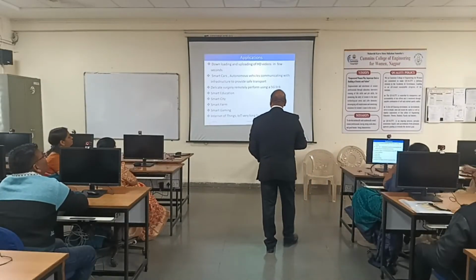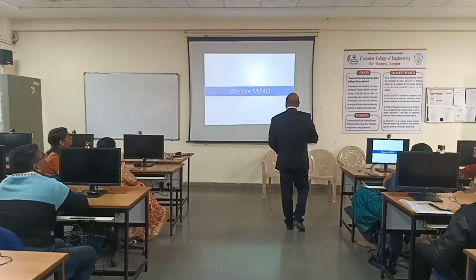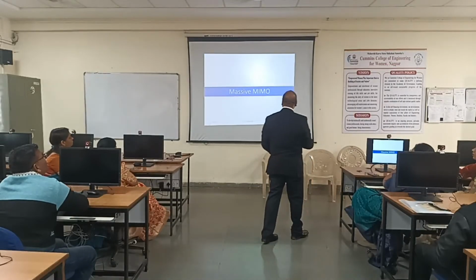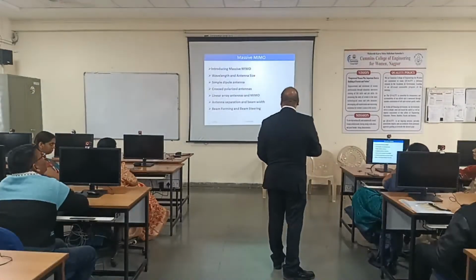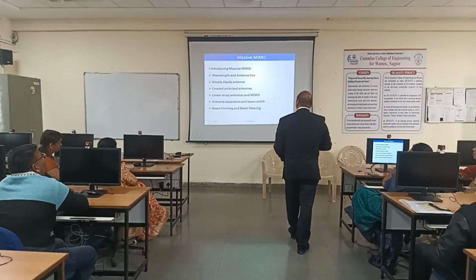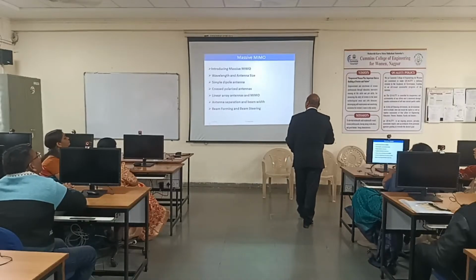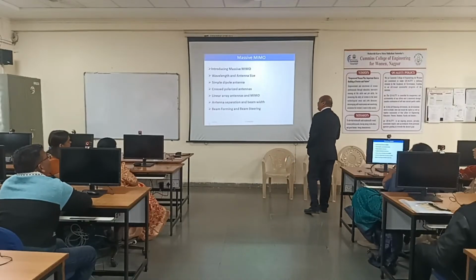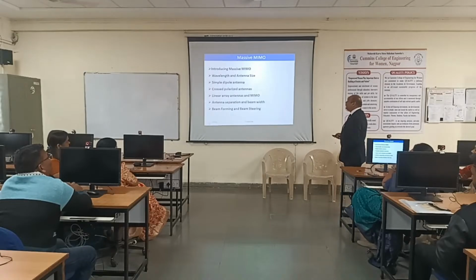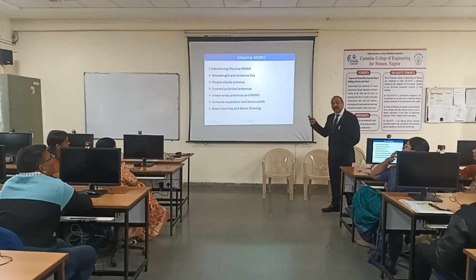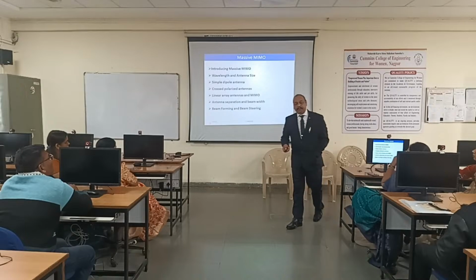Next. So massive MIMO. MIMO itself means multiple input, multiple output, and we are introducing massive MIMO, wavelength and antenna size, simple dipole antenna. We are focusing on the cross polarized antenna, linear array antenna, and the MIMO, antenna separation and beam width, and beamforming and beam steering, that we have to cover in the coming few slides. Next.